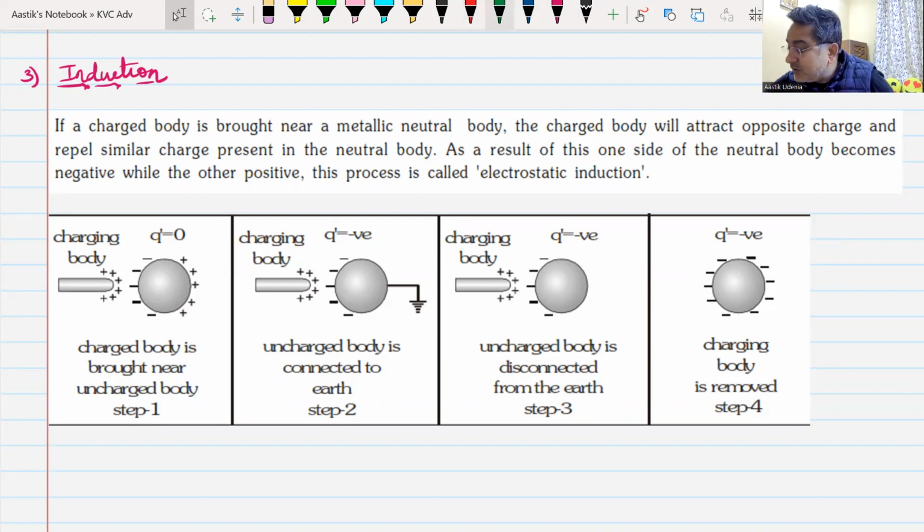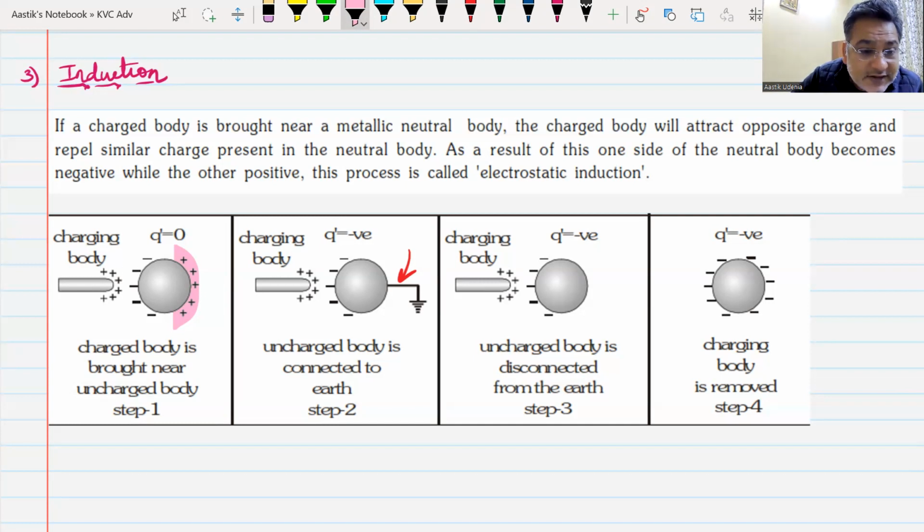In the second process, what I have done is I have earthed this body. When I earth this body, what happens? Whatever positive charges are there on this side will go to earth. Yes or no? Yes, sir. Then I remove the earthing, the body will have only negative charge. If I remove the charging body, the body still has a negative charge. Do we understand how this body is charged?